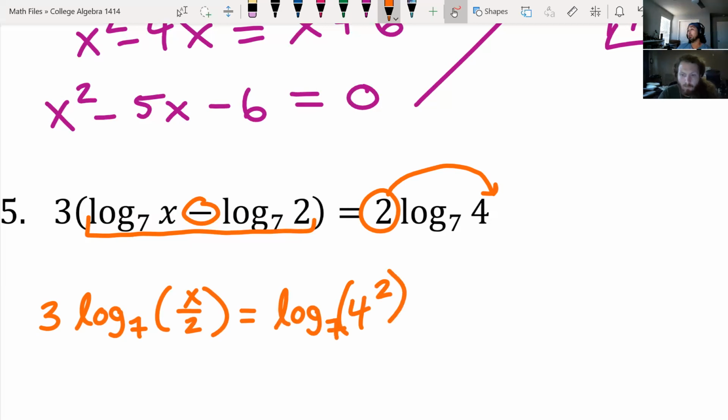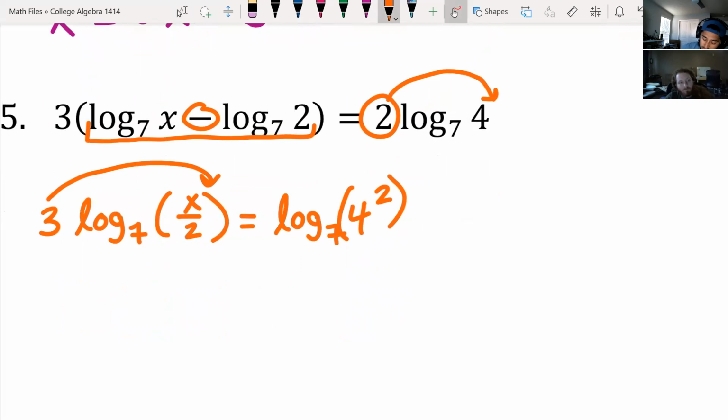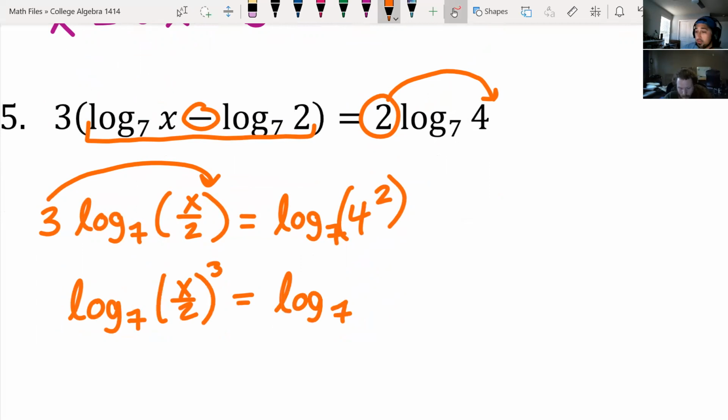All right. Well, we can almost use that log equality property. We just have to get rid of this 3 now. So that means that this 3 is going on top of this x over 2. And you'll get log base 7 of (x over 2) cubed equal to log base 7 of 4 squared, we know that that is just 16.